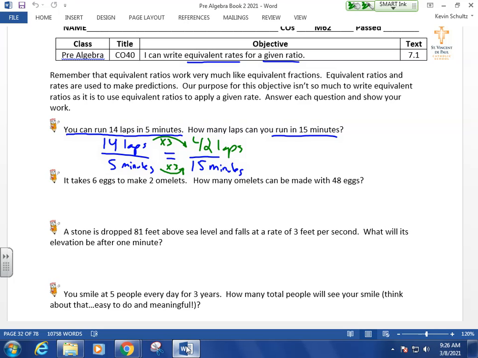Next one, it takes 6 eggs to make 2 omelets. How many omelets can be made with 48 eggs? Let's set up the ratio first. 6 eggs to make 2 omelets. What's our numerator? What's our denominator? I think I said ratio. I meant rate. What is the numerator and the denominator of our rate here?